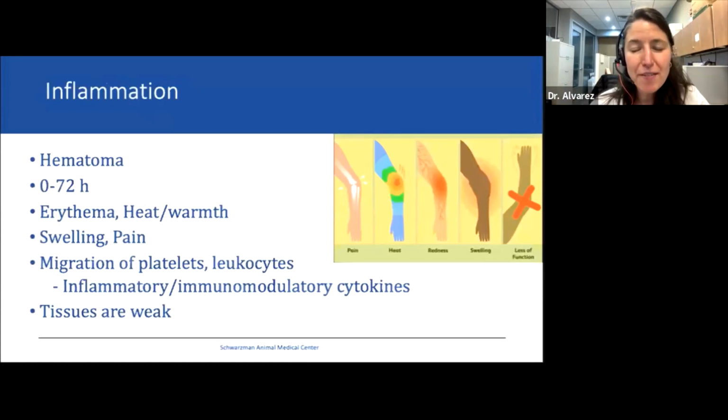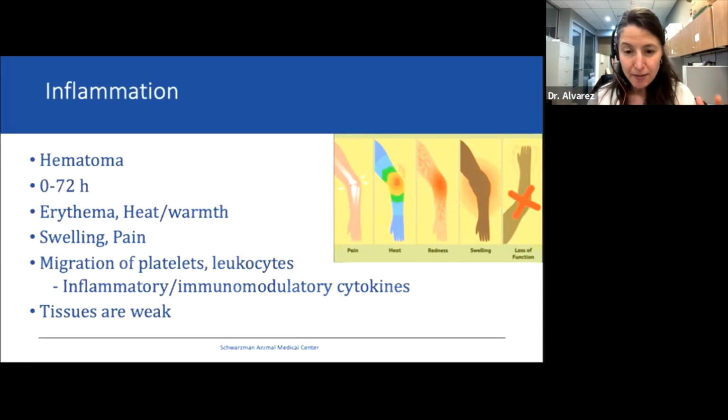In the inflammatory phase, you can think of these key hallmarks: it's typically painful, it's going to be warm to the touch, it's going to look red, and you're going to have some swelling. So those are the 4 hallmarks of the inflammatory phase. And with that comes a loss of function. So the limb is no longer functioning in the way that it should because it's in the state of inflammation.